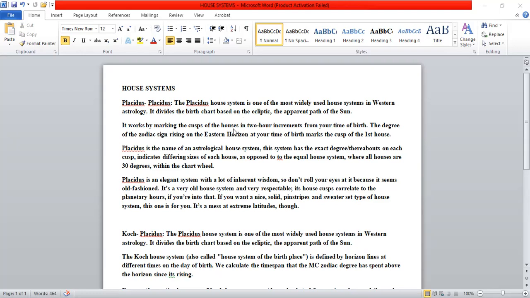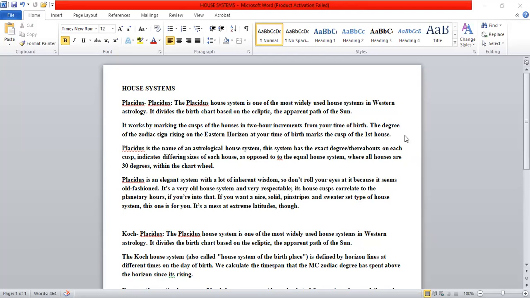it divides the birth chart based on the ecliptic, which is the apparent path of the sun. It works by marking the cusps of the houses in 2-hour increments from your time of birth. The degree of the zodiac sign rising on the eastern horizon. Okay, right? That's how we kind of know, it's how we have set everything. So the degree of the zodiac sign rising on the eastern horizon at your time of birth marks the cusp of the first house.